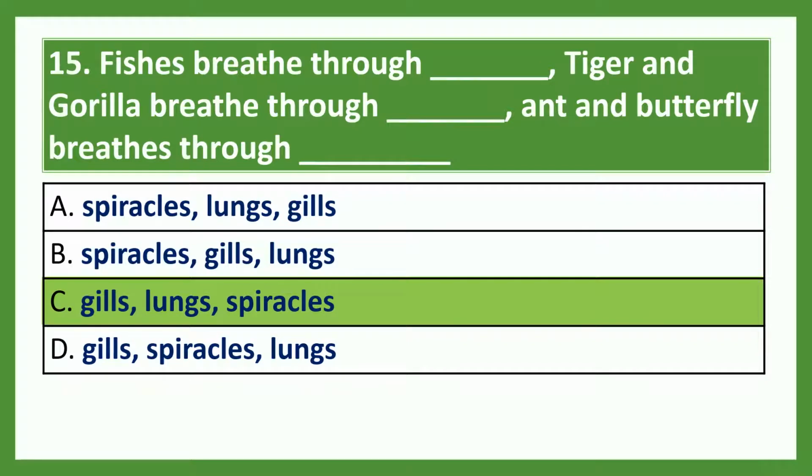The answer is option C. Fishes breathe through gills. Tiger and gorilla breathe through lungs. Ant and butterfly breathe through spiracles.